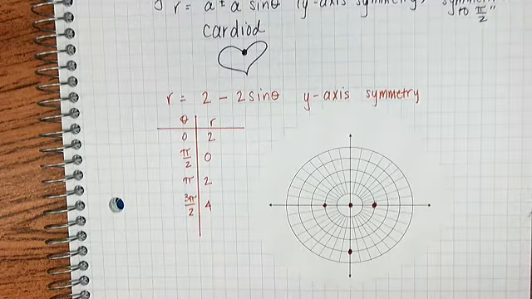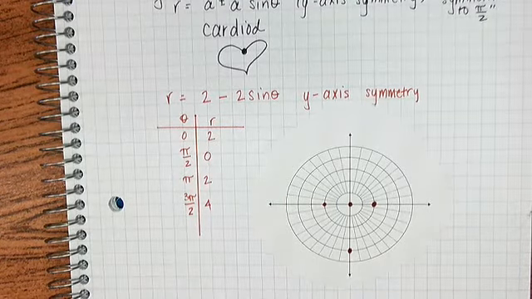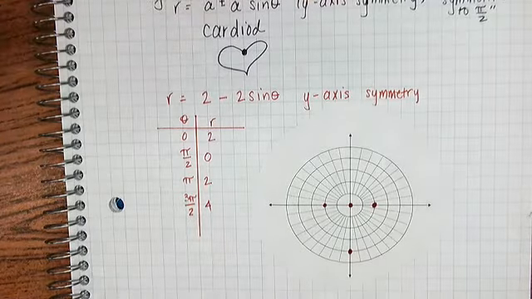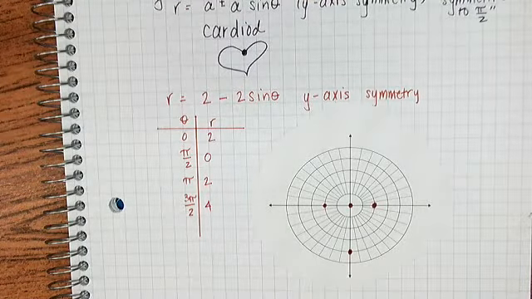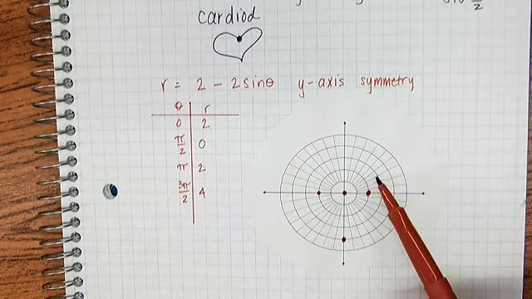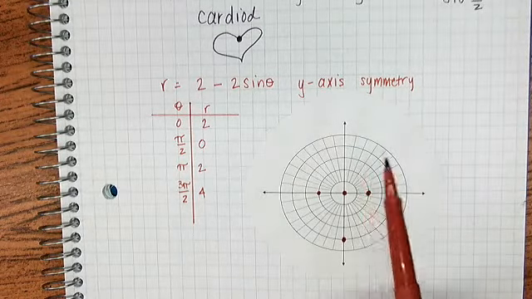I'm going to need a couple other points to see what this looks like. I don't require that you plug in many, maybe just 2 more points. Let's plug in pi over 4. The sine of pi over 4 is root 2 over 2.